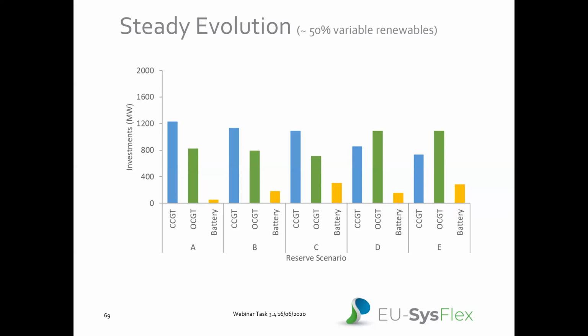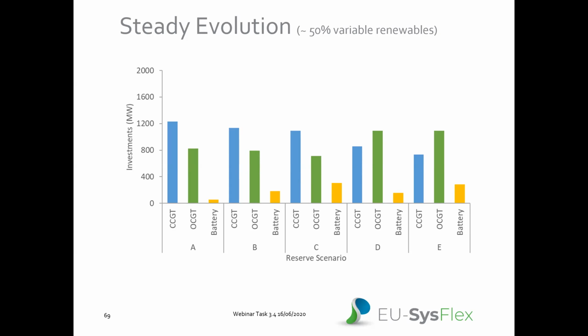So when fast frequency response is introduced, in reserve scenario C, there's a shift towards batteries, while when the ramping product in reserve scenario D is introduced, there's a shift towards OCGT, and the most flexible portfolio is produced in reserve scenario E when all products are considered. So portfolio A in the steady evolution scenario is not capable of efficiently providing the required system services.